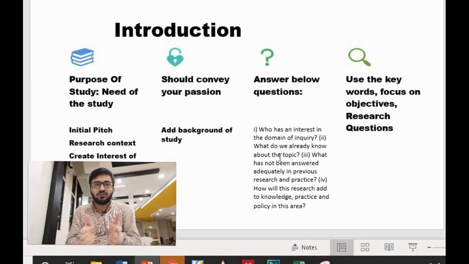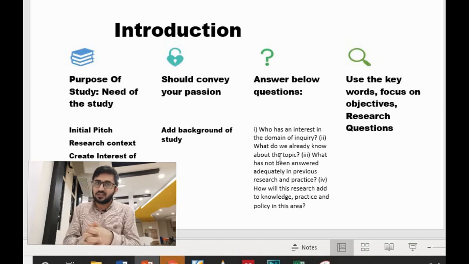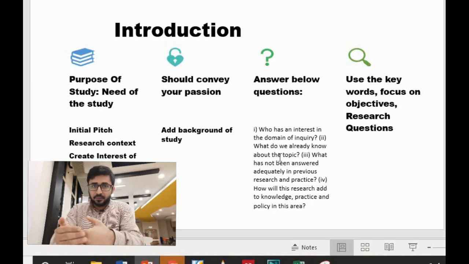This is something which you can find in the latest work of the person you know, in the latest articles. And the fourth one will be, how will this research add to the knowledge, practice, and the policy in this area. This is something which your introduction should have. Whenever you write something in the introduction section, make sure your introduction is answering these aspects.